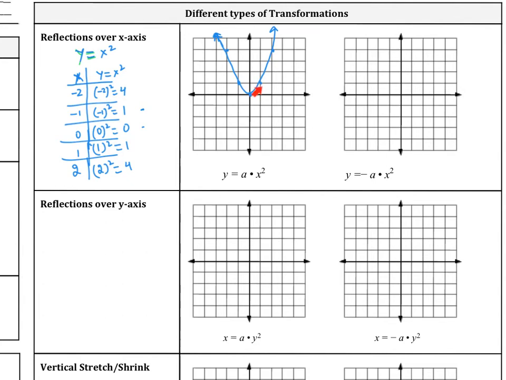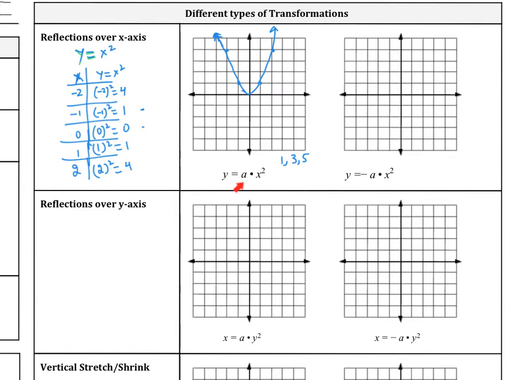So up 1, up 3, up 5. So the pattern is going to be 1, 3, 5. So starting from 0, 0, you're going to rise up 1 and then up 3 over 1. So this is a parent graph, everyone.